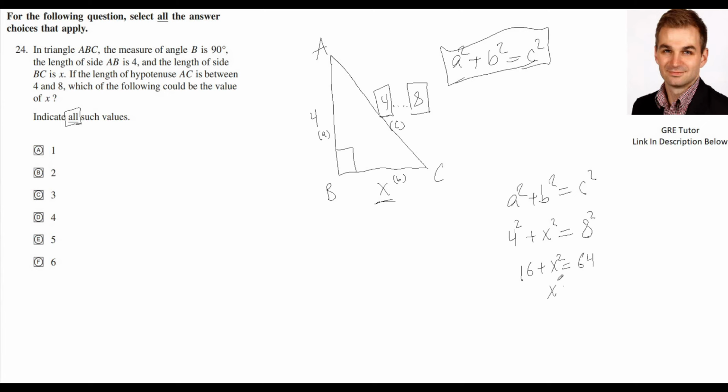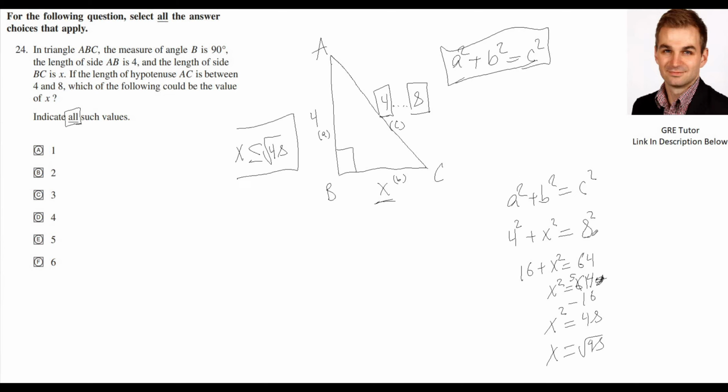Alright, then we're going to solve that. X squared is equal to 64 minus 16, which is going to be, take the 5, put the 1 over, that's going to be 8. 5 minus 1 is 4, 48. X squared is 48. So x is going to be the square root of 48. Now this is the highest it can be, right? So x is going to be less than or equal to the square root of 48. Alright, so that's the first side of our range.